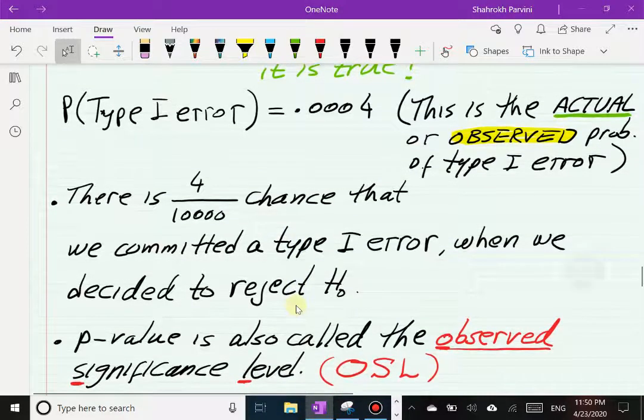Now, because the p-value is the actual observed probability of a type 1 error based on the observed value, it's called an observed significance level. Remember, we talked about significance level as alpha, the size of our test, but the p-value is actually called the observed significance level, OSL for short.